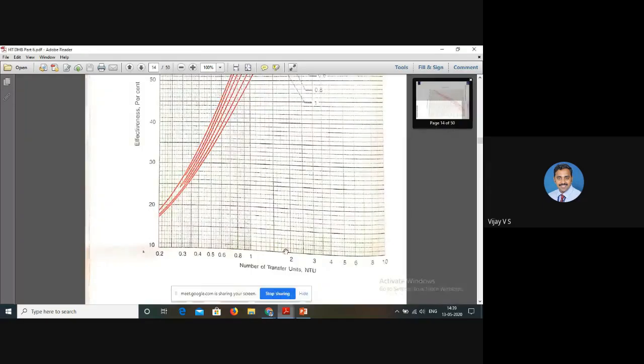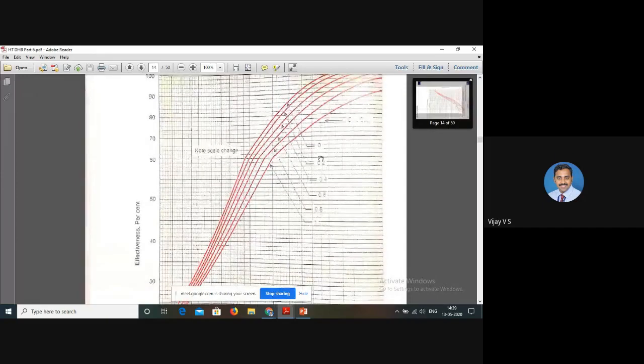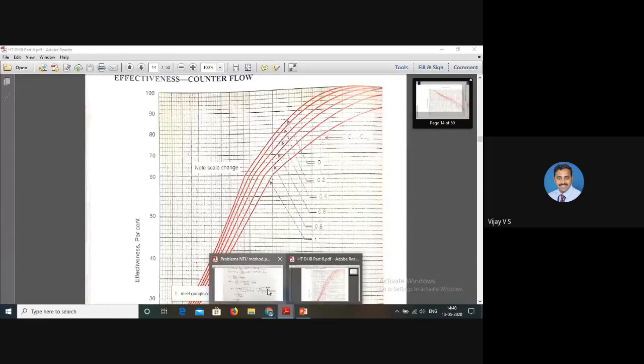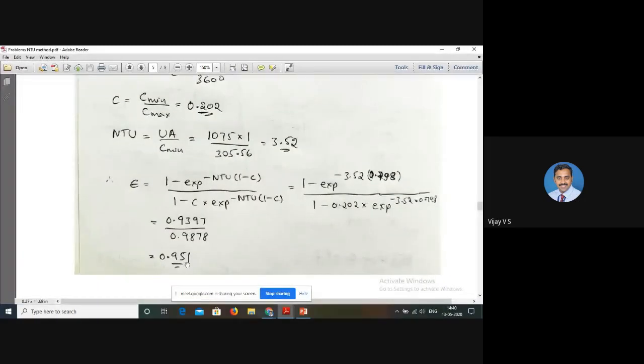NTU is 3.5, so 3.5 is this line. Capacity ratio is 0.2, so that is the second line. Second line, so it is here. The 0.96 you will get. That is the effectiveness. So if I see here 0.96, here I got 0.95. So 95 or 96, not a problem. I can use both, the answers are correct.